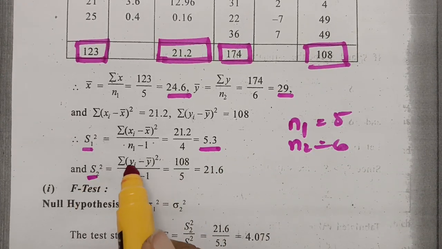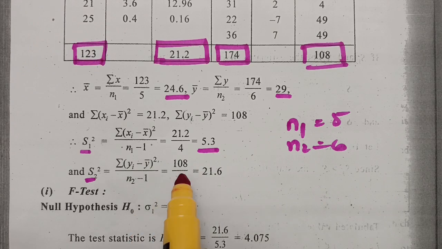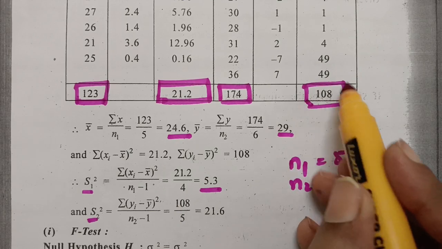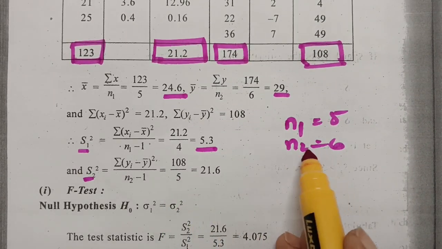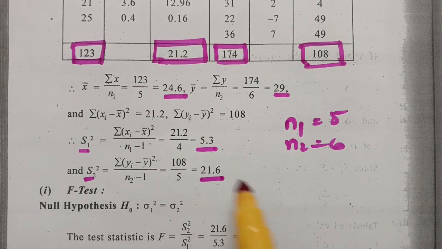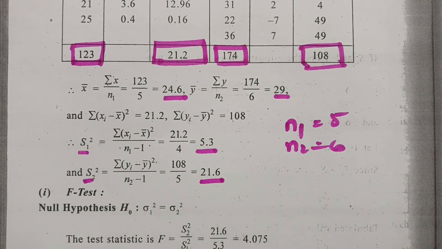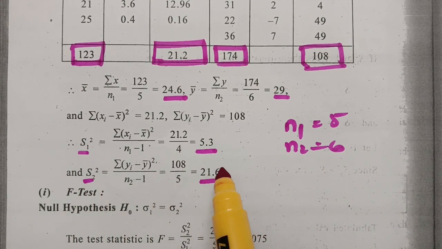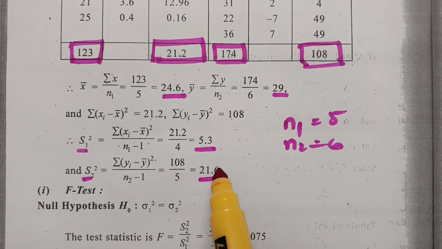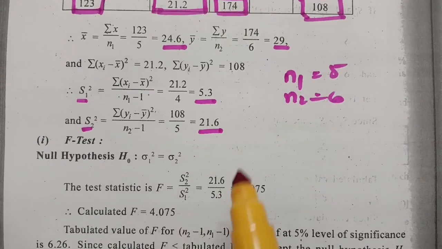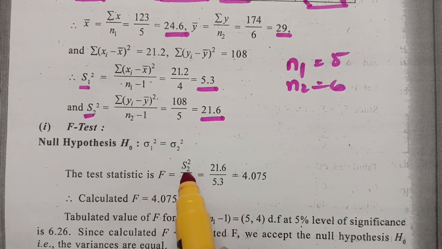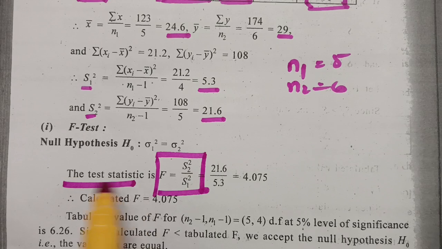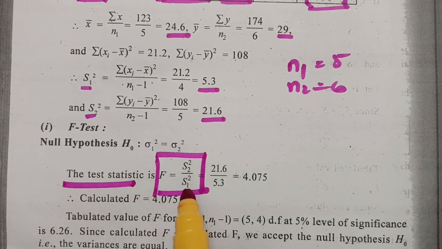For S2 square, sigma y minus y bar whole square by n2 minus 1. The summation of y minus y bar whole square is 108. 108 by n2 minus 1, 6 minus 1 is 5. The value here is 21.6. So for F distribution, we have S1 square and S2 square. Which is the greater value? S2 square is the greater value. For the F distribution, whichever value is greater, we keep it in the numerator. The test statistic F is equal to S2 square by S1 square.